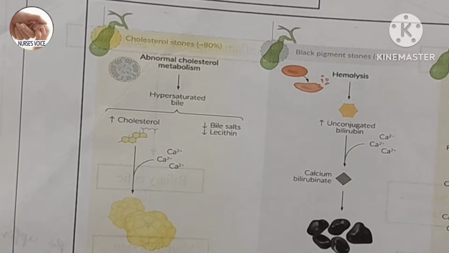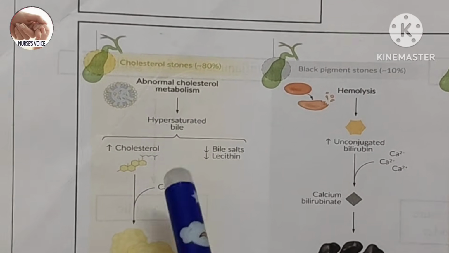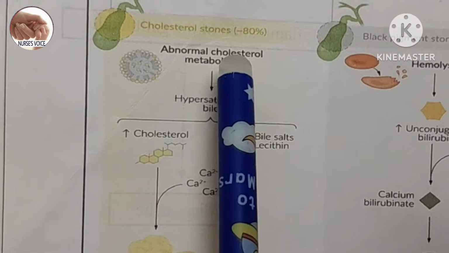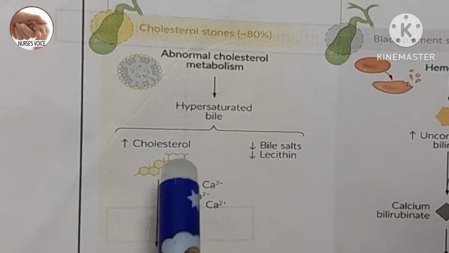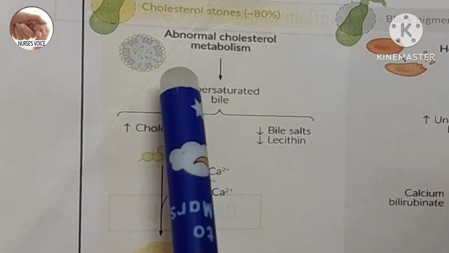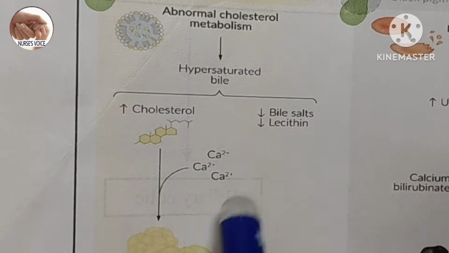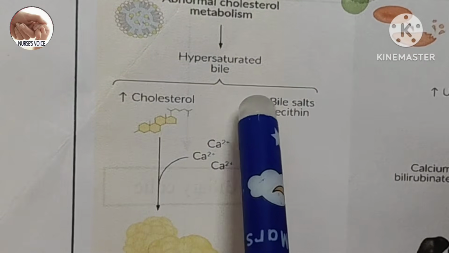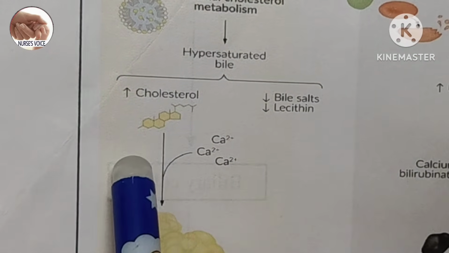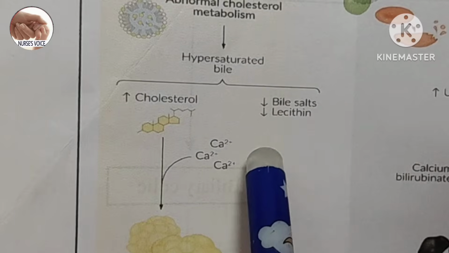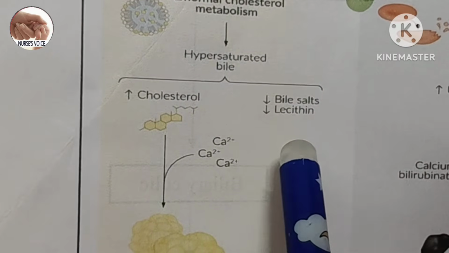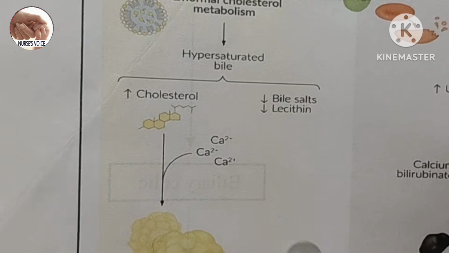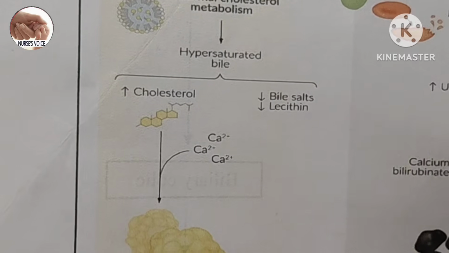There are three types of stone seen in cholelithiasis. First, the cholesterol stone. 80% of cases are seen with this type of stone. Abnormal cholesterol metabolism causes hypersaturated bile, which increases the cholesterol level and decreases the bile salt and the lecithin, and due to this the cholesterol stone occurs.